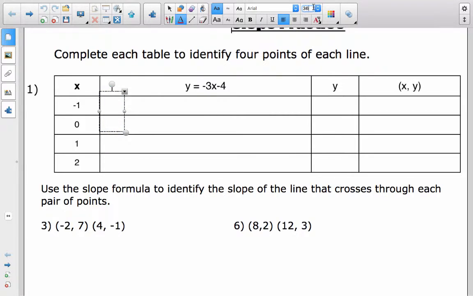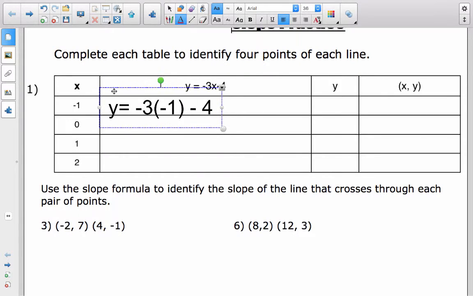In number 1 you are asked to complete the table to identify 4 points that fall on this line that's defined as y equals negative 3x minus 4. And you're going to see that I already gave you the 4 x coordinates that I'd like you to use. So we're very simply going to take those x coordinates and replace the variable x with them in our equation. So in this first one, I'm going to put y equals negative 3, and I'm replacing the x with a negative 1 minus 4.